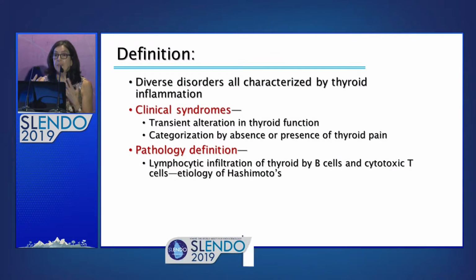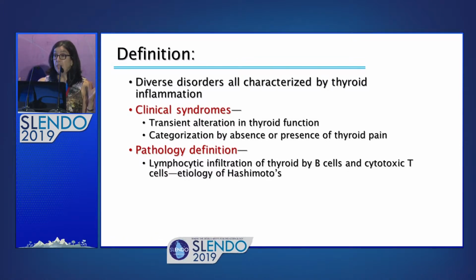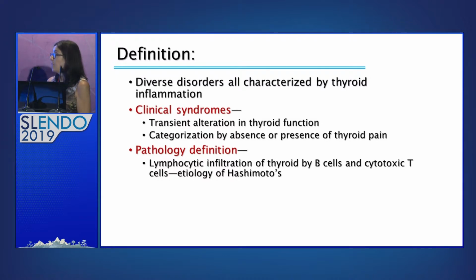So I find the word thyroiditis very confusing because you can talk about pathologic thyroiditis and the clinical syndromes. Whether you're talking about pathology or clinical syndromes, all of them are characterized by thyroid inflammation, whether it's clinically evident or visible to the pathologist. But I'm going to talk first about the clinical syndromes and just give you 2 slides on pathologic thyroiditis.